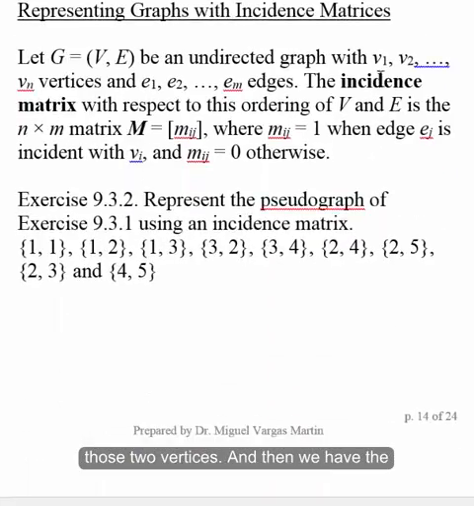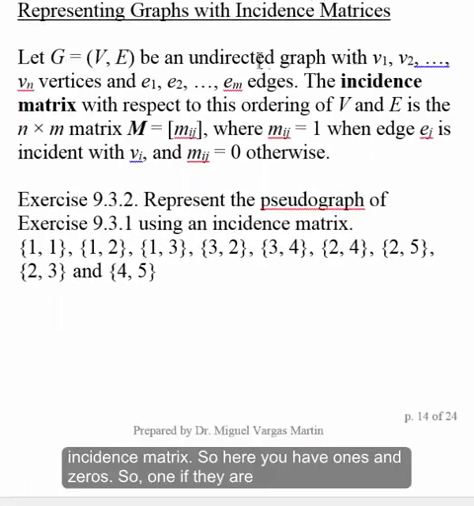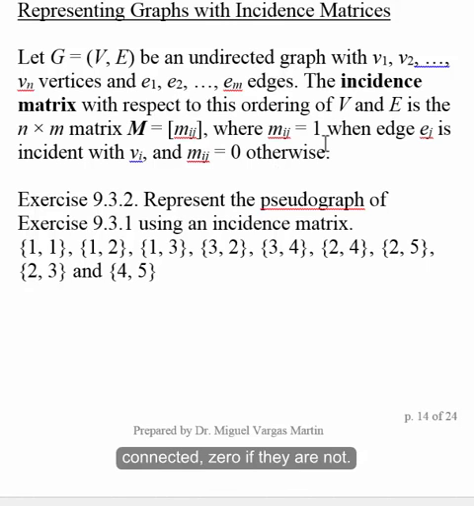And then we have the incidence matrix. So here you have 1s and 0s. So 1 if they are connected, 0 if they are not.